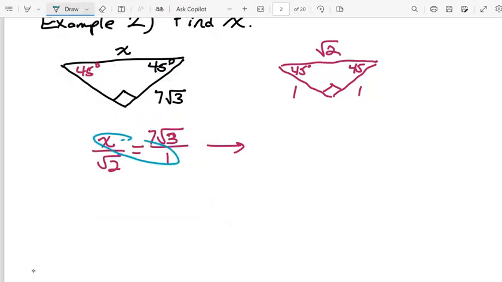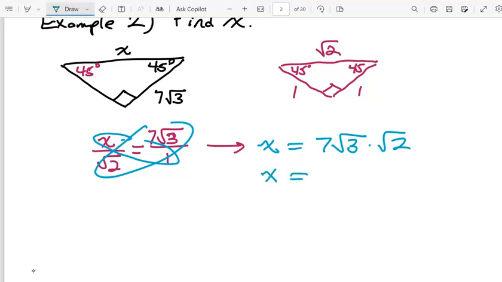So x times 1 is x, and then the other cross multiplication that it's equal to is 7 times the square root of 2 times the square root of 7 times the square root of 3 times the square root of 2. So all we have to do here is multiply.